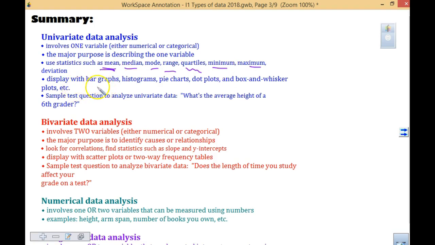Displays, we might use bar graphs, histograms. You've been using pie charts lately, dot charts. We're going to make a dot plot, box and whisker. You're going to be asked to find what's the average height from our data, something like that.